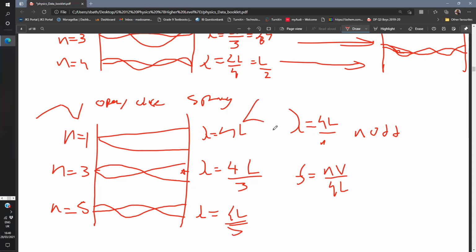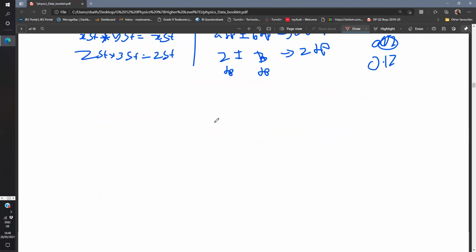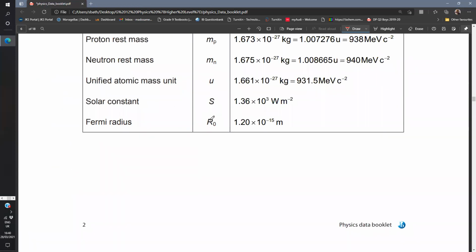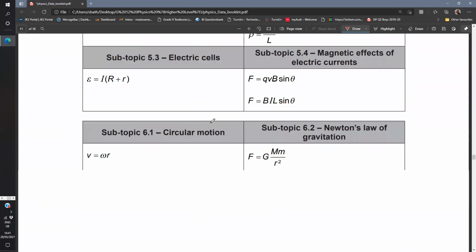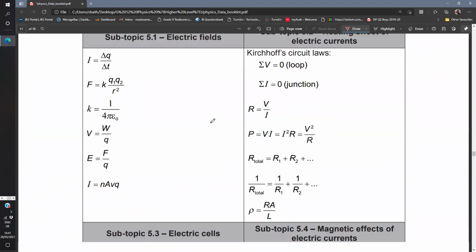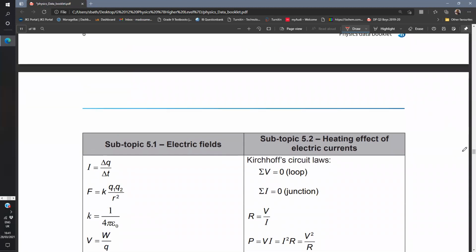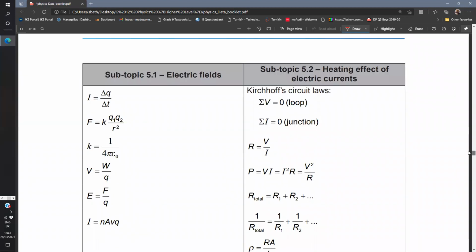And this is basically chapter 4 complete. So now we move on to electricity and magnetism. So chapter 5. Okay, here we have chapter 5. So the first formula here is current is equal to the change in charge over the change in time.